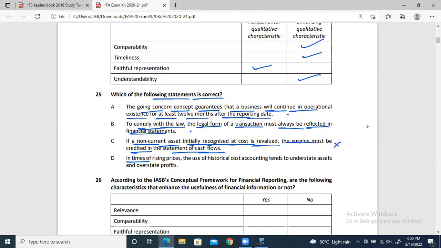Now, option D: in times of rising prices, the use of historical cost accounting tends to understate assets and overstate profits, right? So in times of rising prices, yeah, this can be somewhat correct. Now, let's look at option B and D together. To comply with the law, the legal form of transaction must always be reflected in the financial statement, right? So I don't think this is correct. Option B should not be correct. Option D is correct over here, I think, because in option B we have to consider the substance, right? Not always the form.